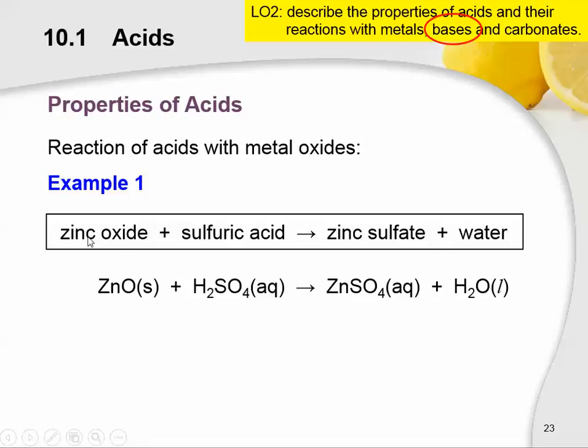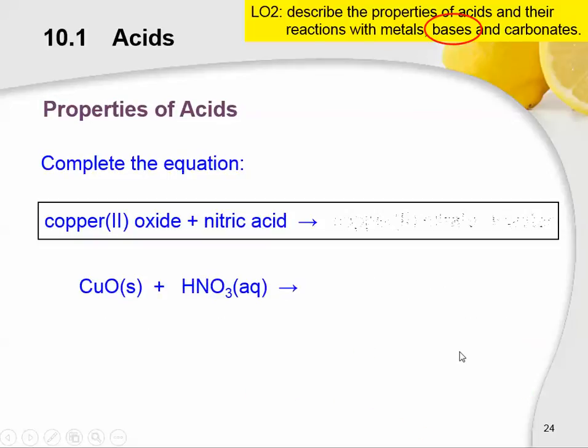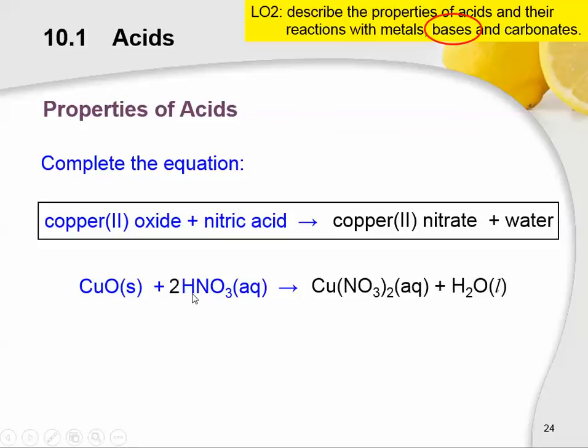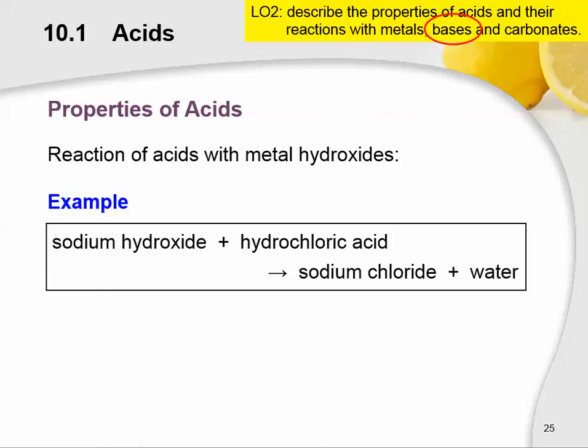So, zinc oxide, a metal oxide, is a base. A base plus acid gives you salt and water. Again, a salt is produced when a hydrogen ion is replaced by the metal ion from the oxide, which is zinc. So zinc sulfate is produced as a salt. Note that no gas is produced. Next example, copper(II) oxide and nitric acid. The hydrogen ions are replaced by the copper to form copper(II) nitrate and water. So this is a salt and this is water. Again, note that there is no gas produced.